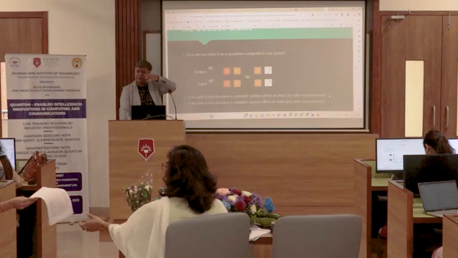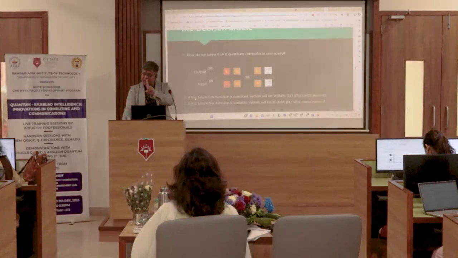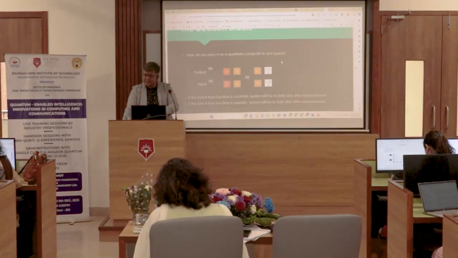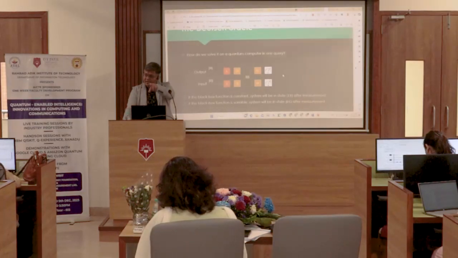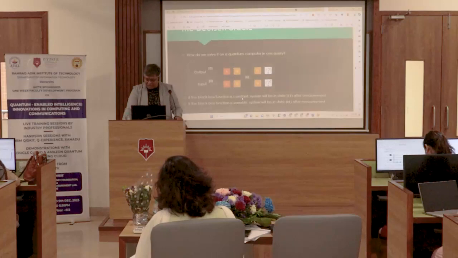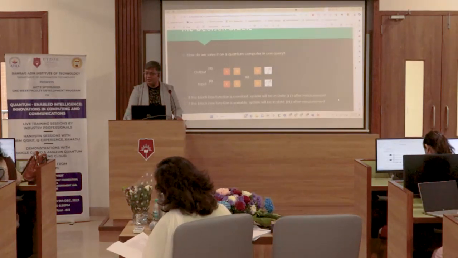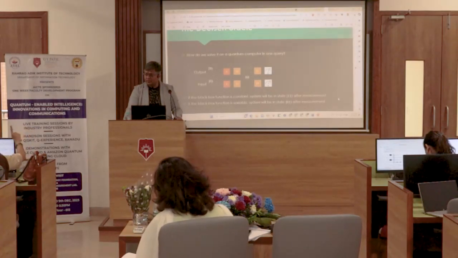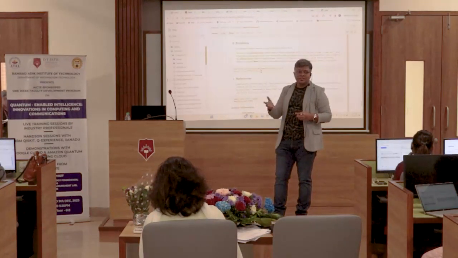So back to your answer. This is how the circuit was created for a single qubit, based on the earlier 4 cases that I showed you. If the black box function is constant, the system will be in the state 1-1 after measurement. And if the black box function is balanced, then the system will be in the state 0-1. Advantage: exponential speedup.